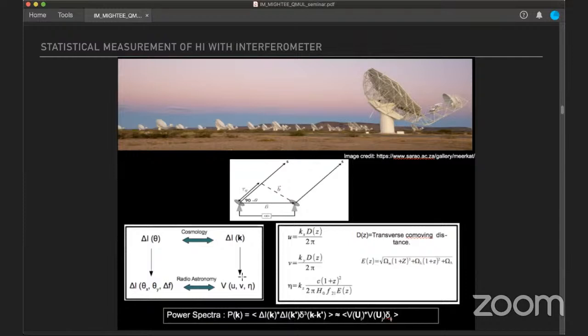So if we can measure this visibility, we can actually calculate the cosmological power spectrum from the measured visibility. The one-to-one correspondence between the coordinates u, v and eta, and kx, ky, kz is shown in the right box. The idea here is that the power spectrum, which is the autocorrelation of the fluctuation, is the same quantity we can get by correlating the visibilities. So the visibility squared is one manifestation of the cosmological power spectrum that we want to detect.